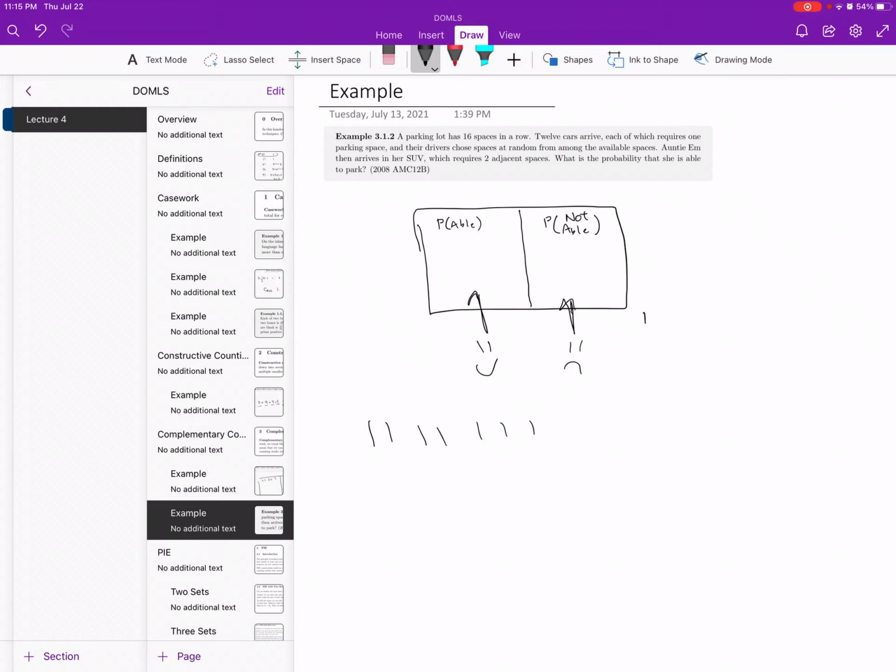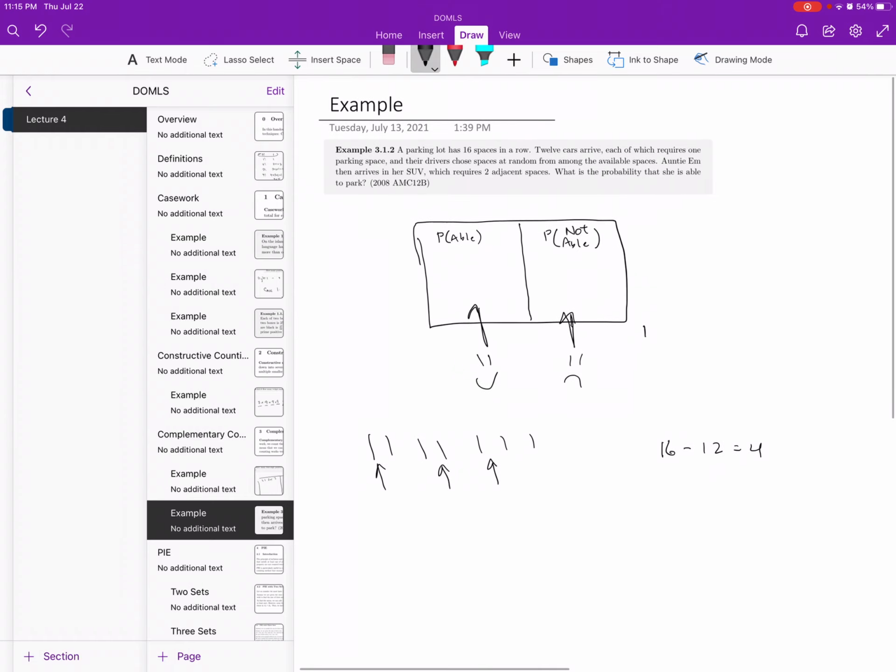Well, this is really bad trying. And 12 people come and park. Okay, so what does that mean? Well, there's 16 minus 12, which is 4 leftover spaces. And if Auntie M wants to park, 2 of those spaces are going to have to be next to each other. At least 2. Well, did you hear that key word, at least?